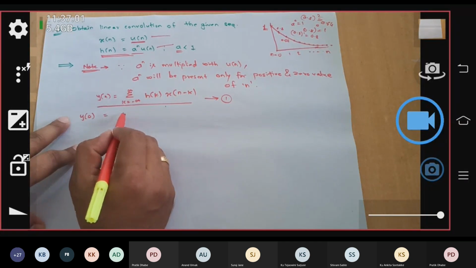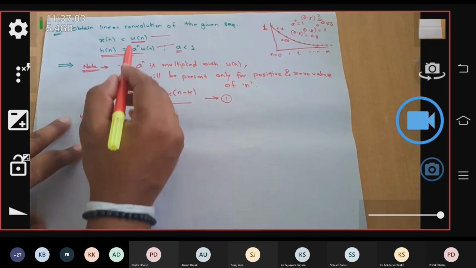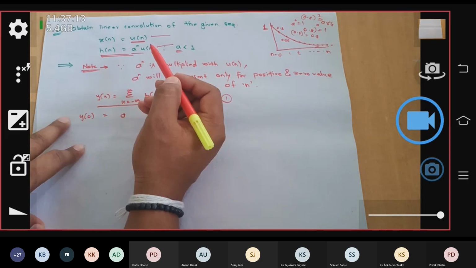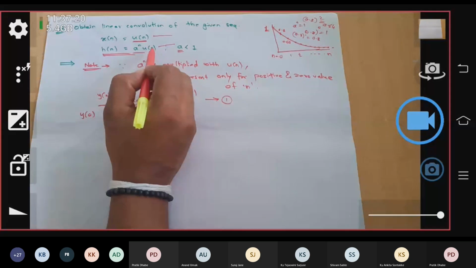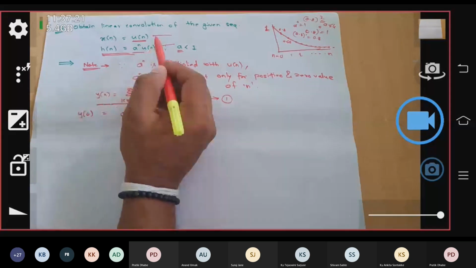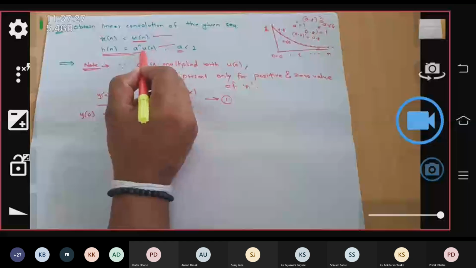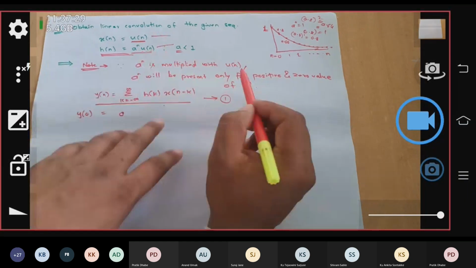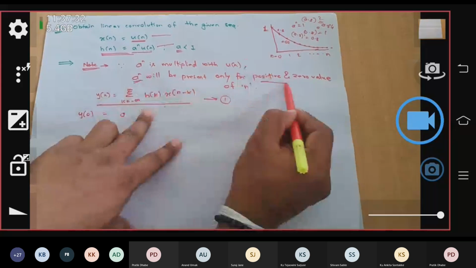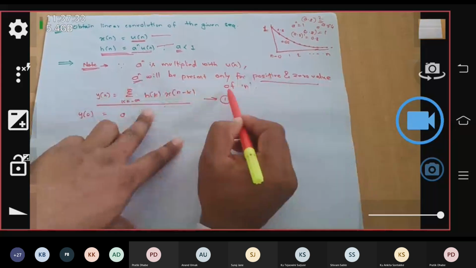Okay, a raised to 0. Why am I writing a raised to 0? What is my h of k? H of k is a raised to n. So I can write it as a raised to n, and then I can substitute the values of n from 0 to infinity. But I am not writing a raised to n into u of n. Why? Because I have already taken into account this u of n, and this multiplication with u of n only means that a raised to n is present for positive and 0 value of n. There is no other meaning.